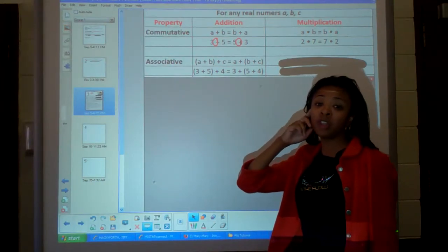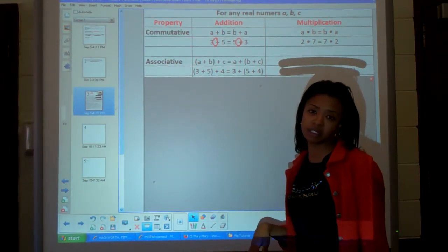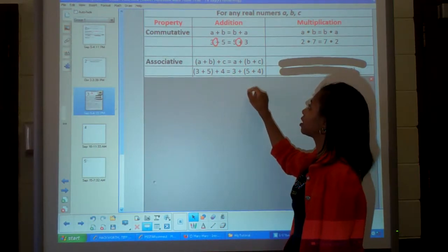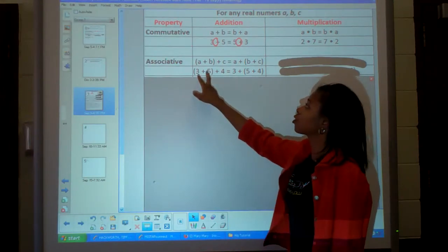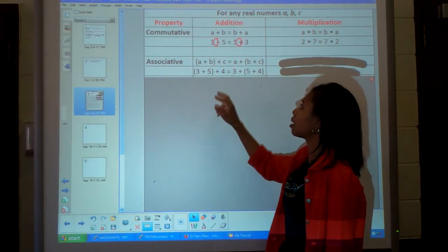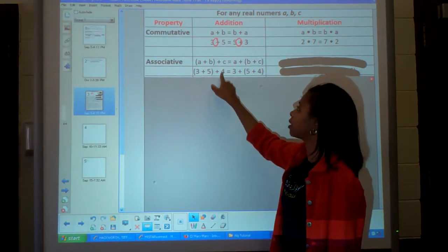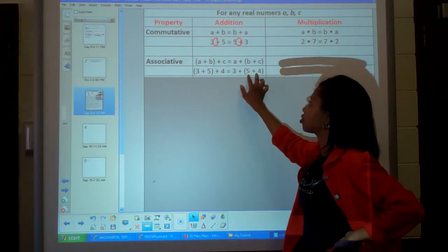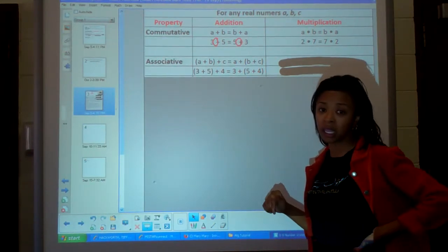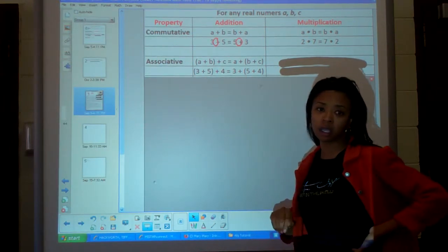Here's an example with actual numbers written. 3 plus 5 plus 4 is the same exact answer as 3 plus 5 plus 4 with the parentheses moved. On the left, this is going to be 8 because we do parentheses first, and 8 plus 4 is going to be 12. Same thing over here, parentheses first on the right, 5 plus 4 is 9, and then 9 plus 3 is 12. So we see both sides are equal.